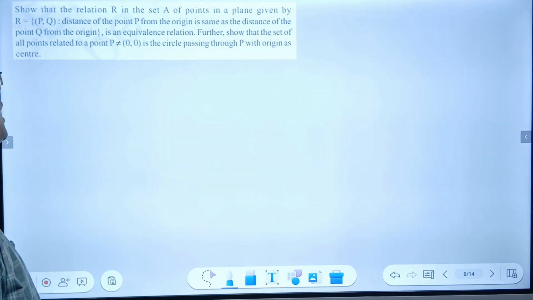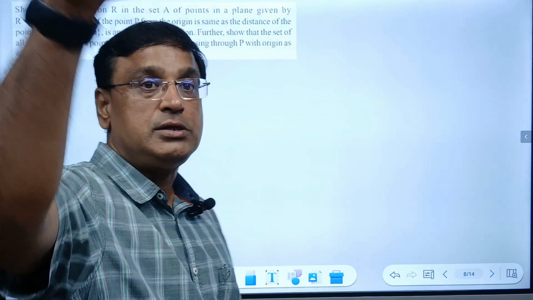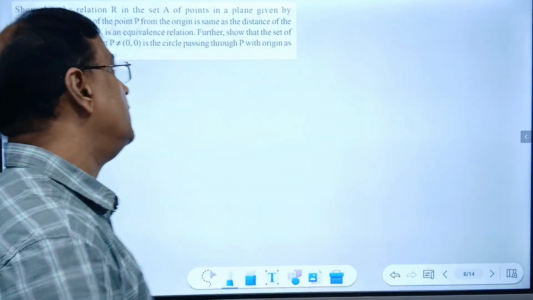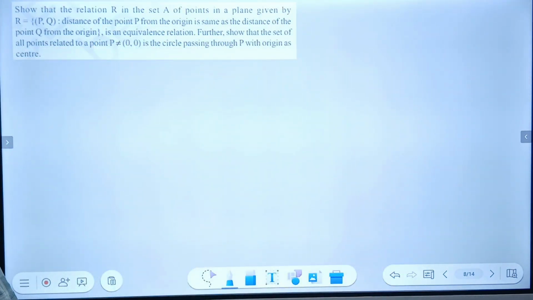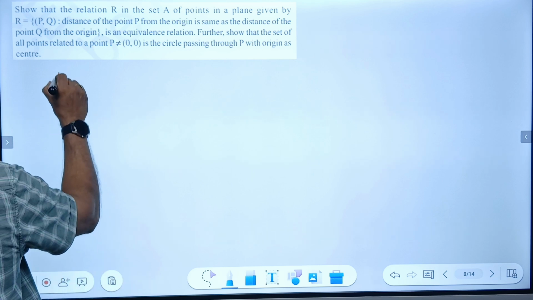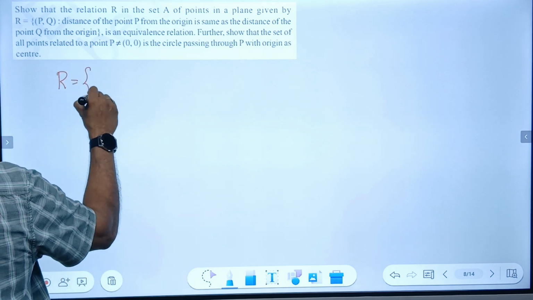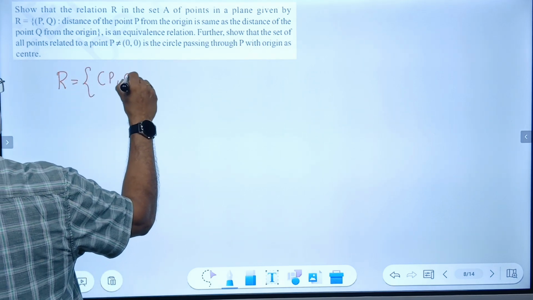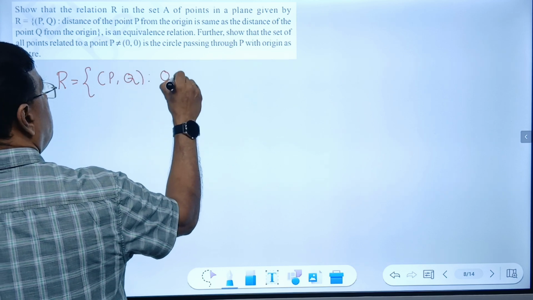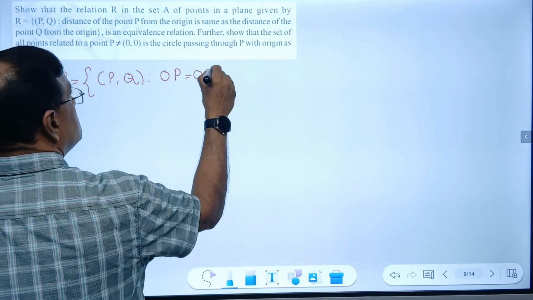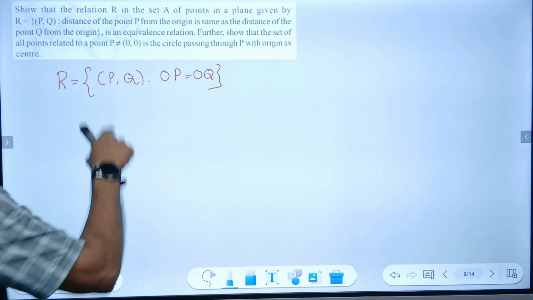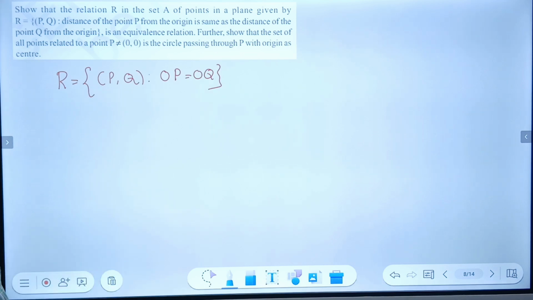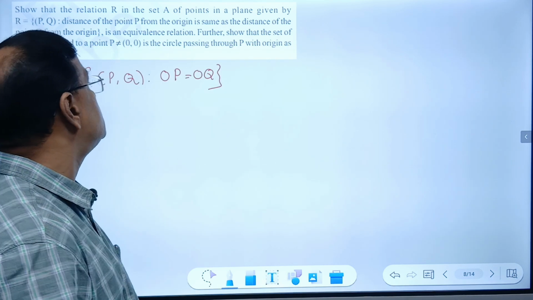Show that the relation R in a set A of points in a plane. The points are not in space, but in a plane. The relation R is given by R equal to (P, Q) such that OP equal to OQ. Its distance from the origin is the same. I have to check whether it is an equivalence relation or not.